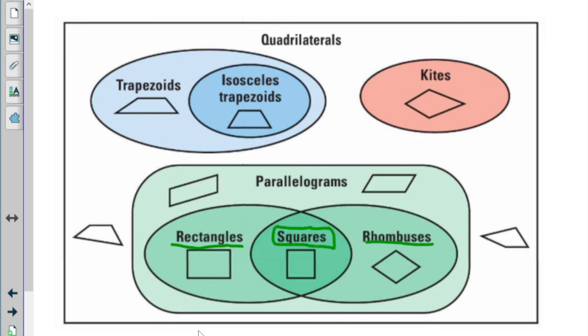So another way to think about a square is that a square is a rectangle that is also a rhombus. Rectangle, all four angles are the same. Rhombus, all four sides are the same. So if you have both of them happening, then it's a square.